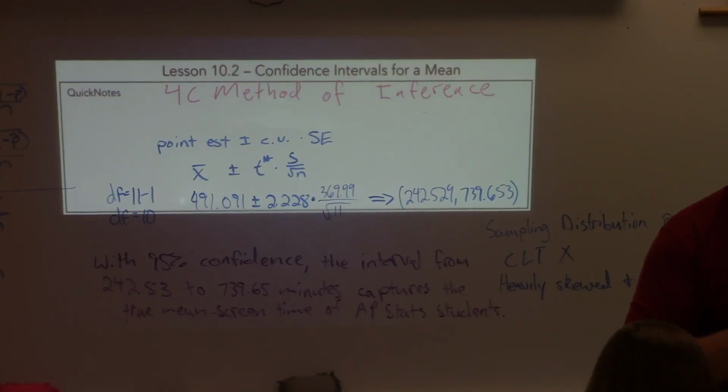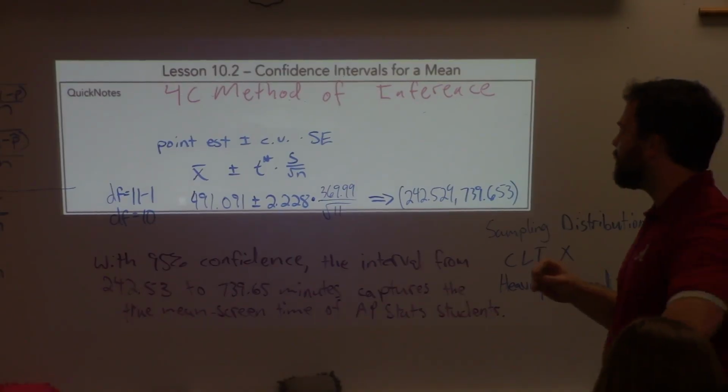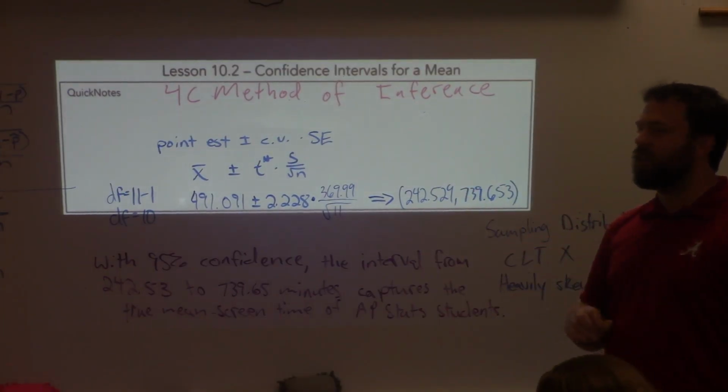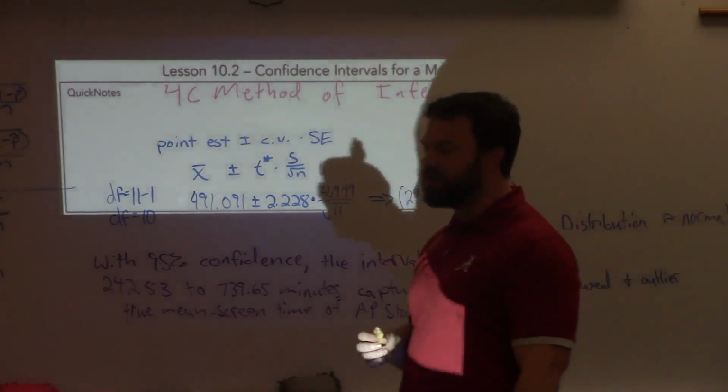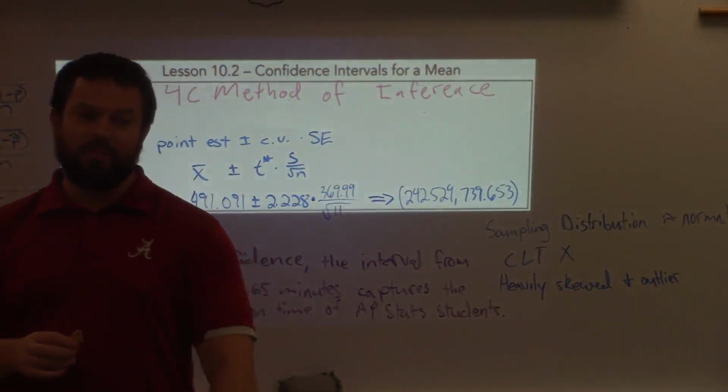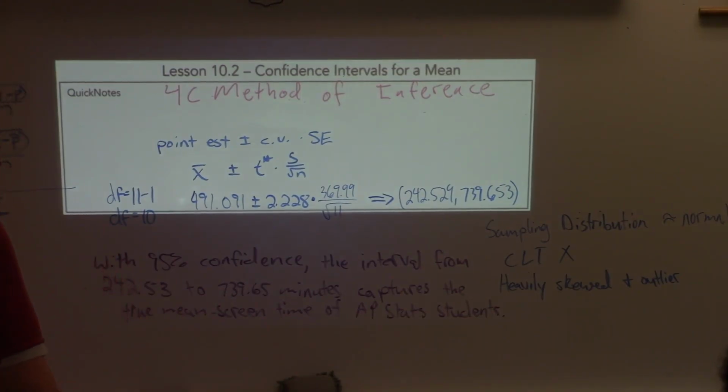Do we have convincing evidence that AP Stat students are having more screen time than is recommended? Yes, why? More than double, actually. 120 is not captured by the interval, 120 is not a plausible value. The minimum of plausible values is 242.